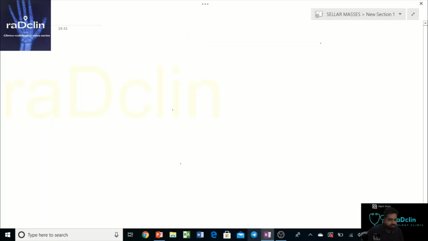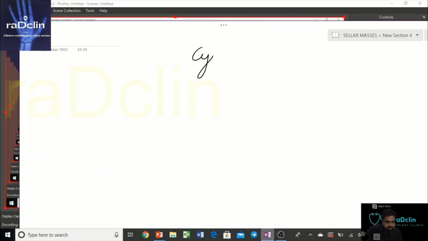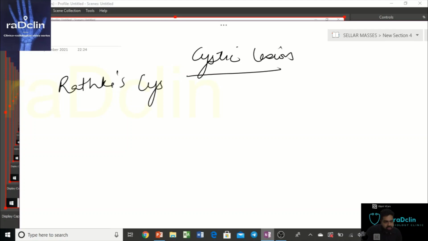Now, let's basically look at what the cystic lesions are. First of all, we are going to discuss the Rathke's cleft cyst. What exactly is the Rathke's cleft cyst?